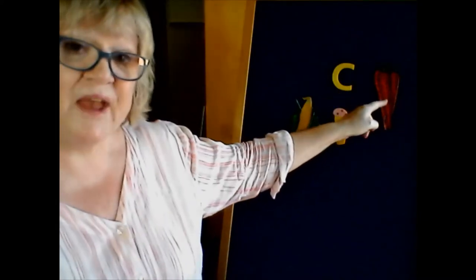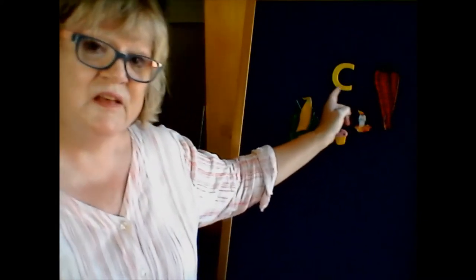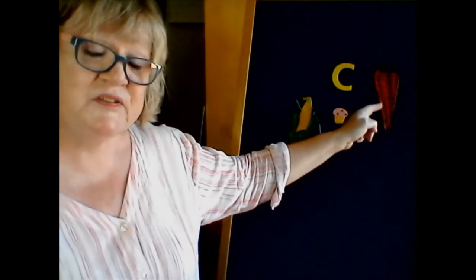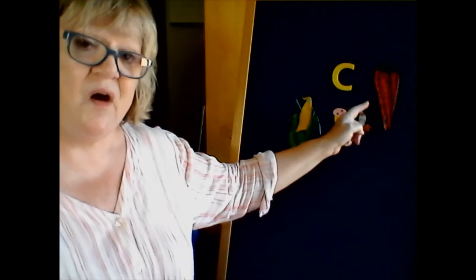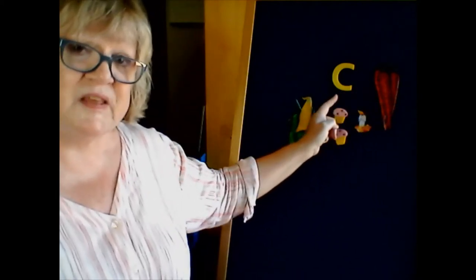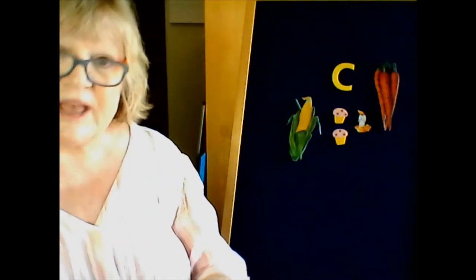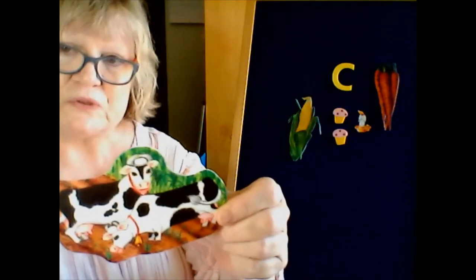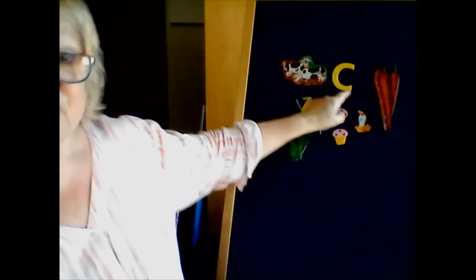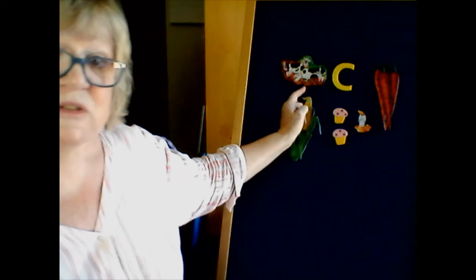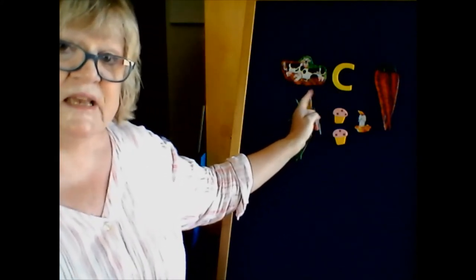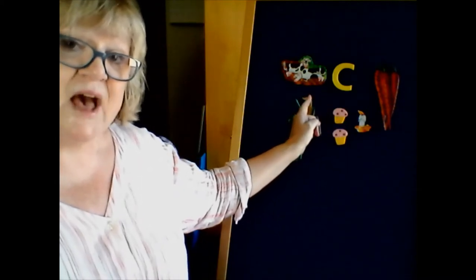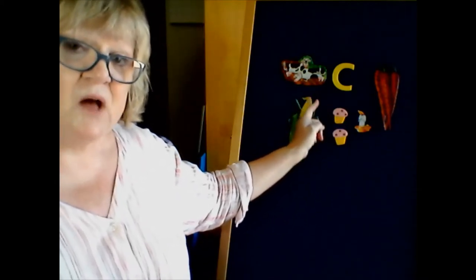C is for carrots, carrots start with C. Oh, carrots, carrots, carrots start with C. And the last one we have are some cows. I think we'll put the cows over on this side. C is for cows, cows start with C. Oh, cows, cows, cows start with C.